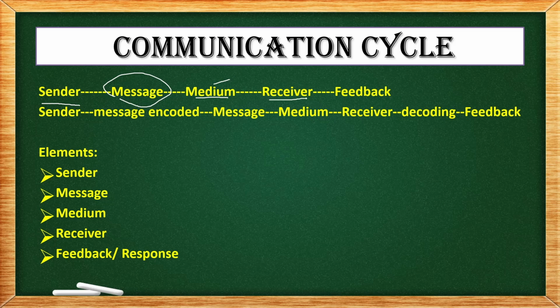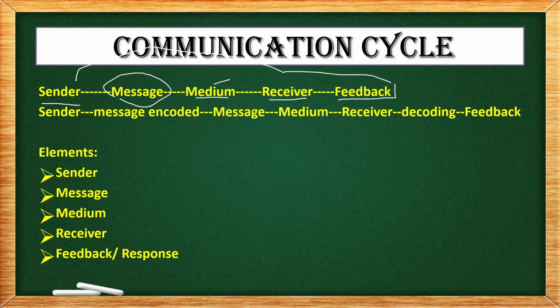Then the message is received by the receiver. Now when the receiver receives the message, after that he starts with the decoding process. Decoding basically means he starts understanding the message which is provided by the sender. After understanding, he sends the feedback to the sender or to the speaker. Now this is where both the parties are playing an active role.